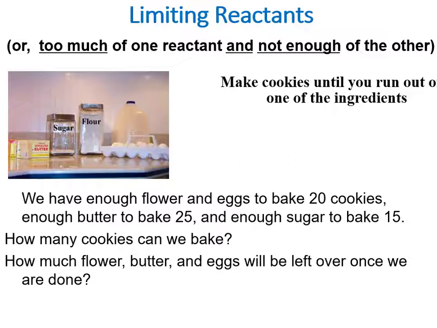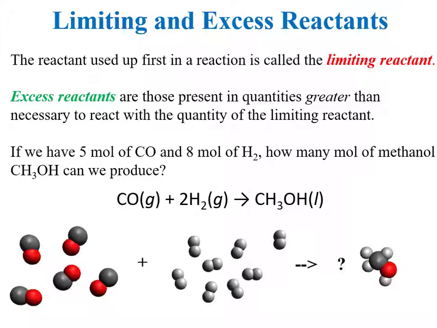cookies. So the number of cookies that we can actually produce is the one that is given by the limiting reactant. So we can define as limiting reactant the one that is used up first, or the one that is completely consumed by the reaction. And we call excess reactant the one that is present, or the ones that are present, in greater quantities than actually needed. So let's look at an example in chemistry.